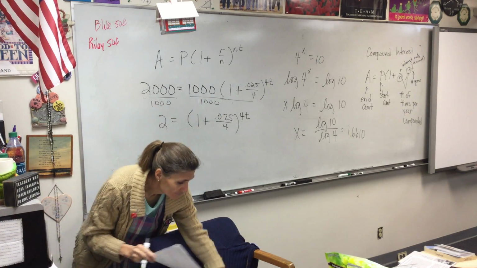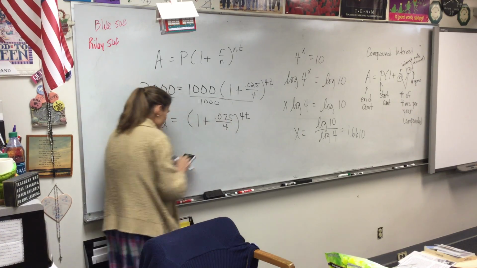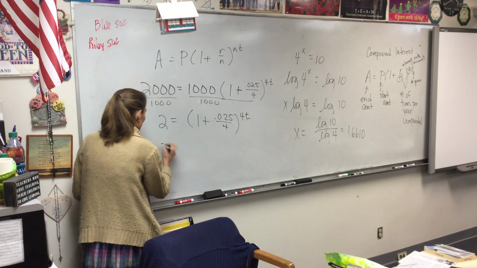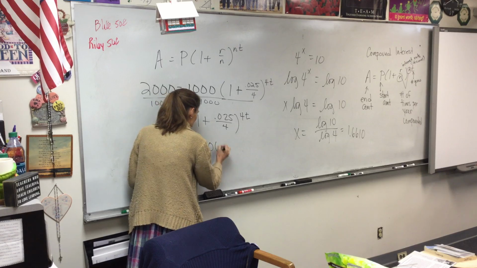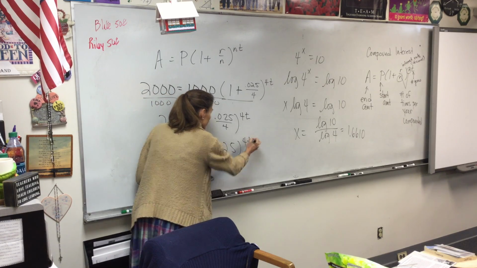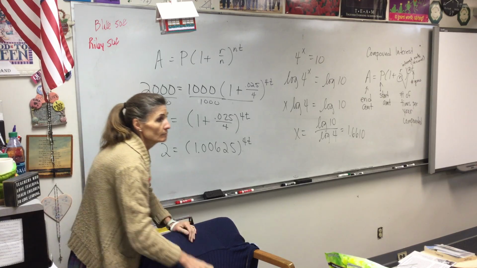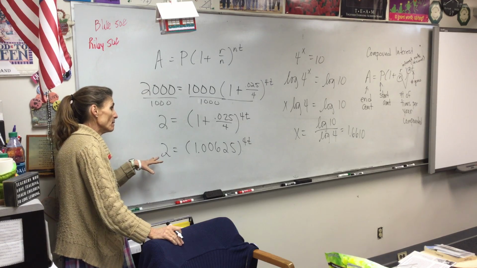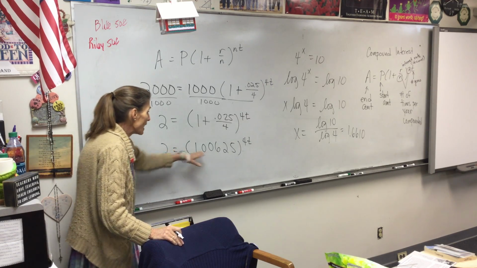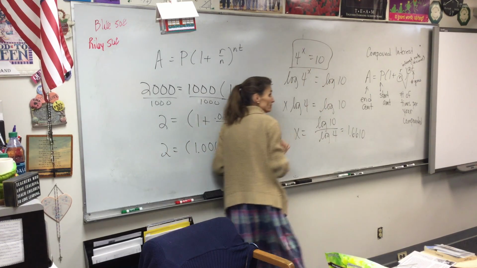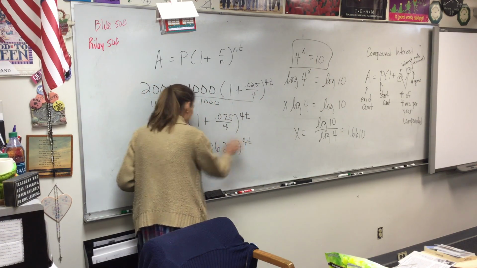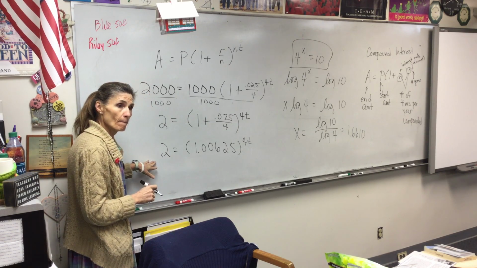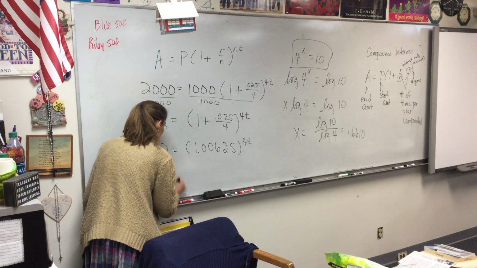Now let's go ahead. Let's see what that is. 1.00625. Now that's a little bit more complicated, but isn't that equation a lot like this one? We have a number to a power equal to another number. So what do we do? Take the logarithm of both sides.